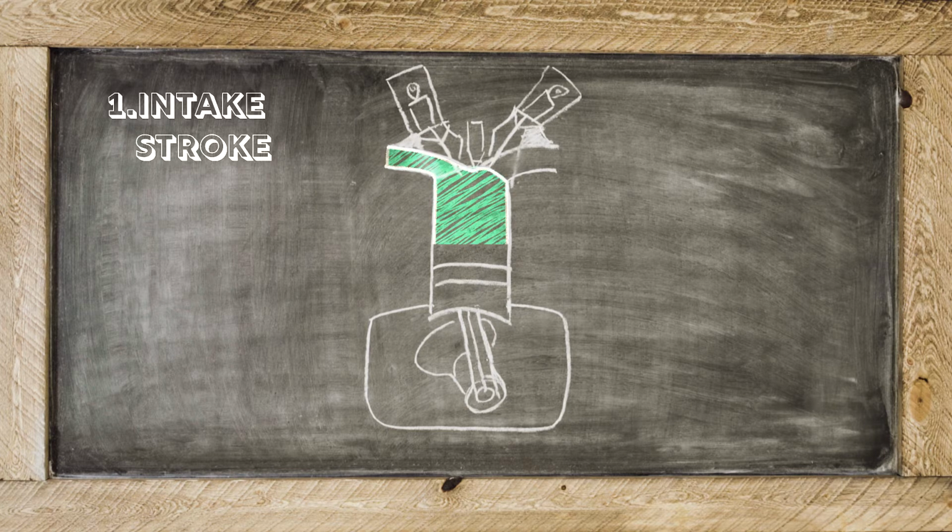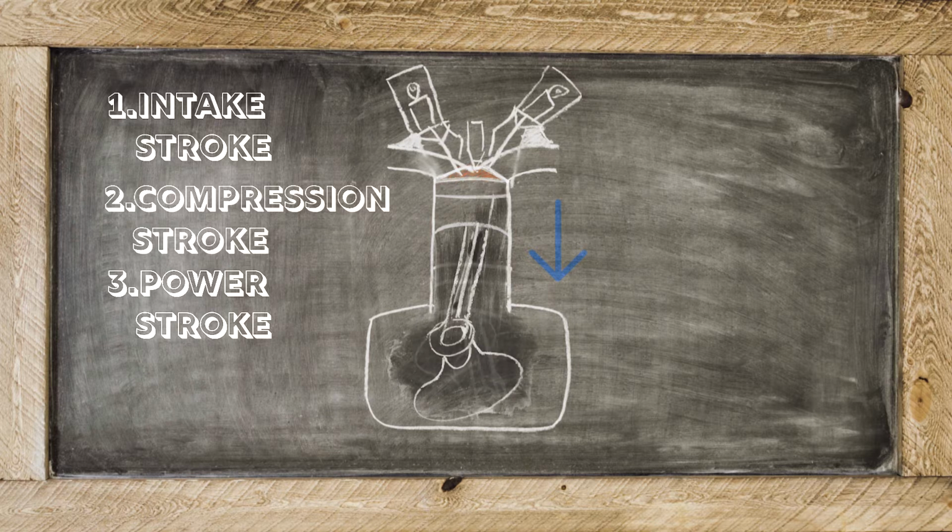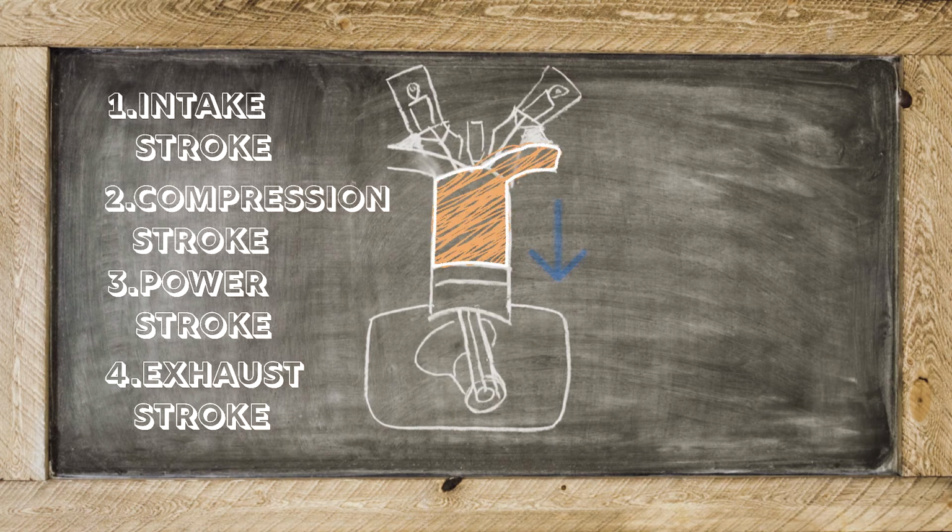mixture of oxygen and fuel. On the compression stroke, the piston moves back up as the valves close, compressing the gas and fuel mixture. On the power stroke, just before the piston reaches the top, the spark plug ignites the fuel and oxygen mixture, which then forces the piston back down. On the exhaust stroke, once it's at the bottom, the exhaust valve opens and the exhaust exits the cylinder.